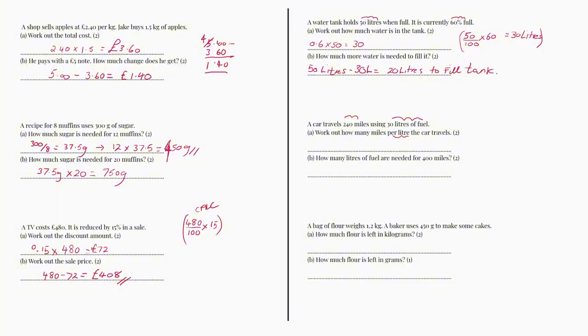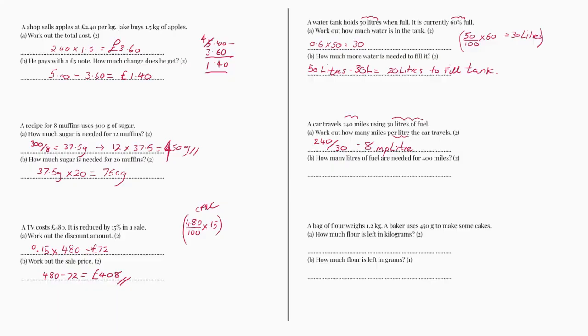So for this one, we're going to look at the mileage. So we have 240 divided by our 30, which then gives us 8 miles per litre. So we got that. How many miles per litre the car travels? That's 8 miles per litre.